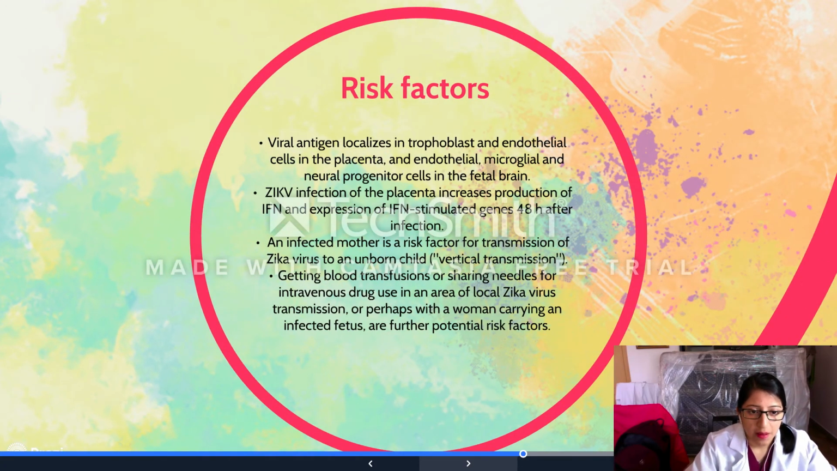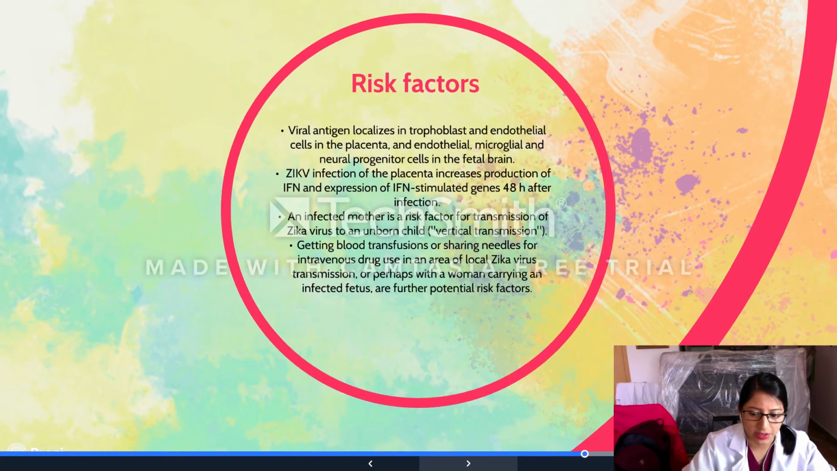The risk factors: viral antigen localizes in trophoblasts and endothelial cells in the placenta, and endothelial cells, microglia and neural progenitor cells in the fetal brain. Zika infection of the placenta increases production of IFN and expression of IFN-stimulated genes 48 hours after infection. An infected mother is a risk factor for transmission of Zika virus to an unborn child, vertical transmission. Getting a blood transfusion and sharing needles for intravenous drug use in an area of local Zika virus transmission, or perhaps with a woman carrying an infected fetus, are further potential risk factors.